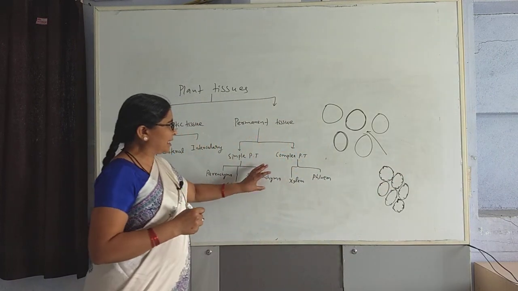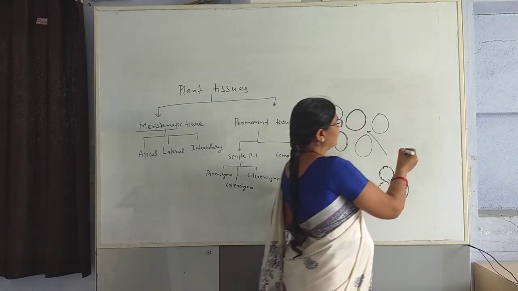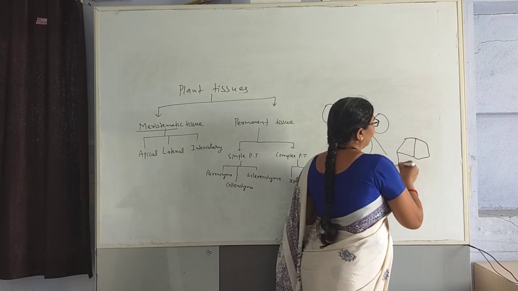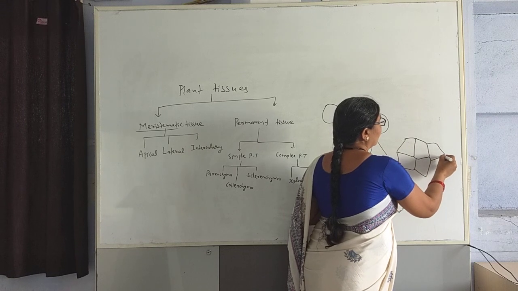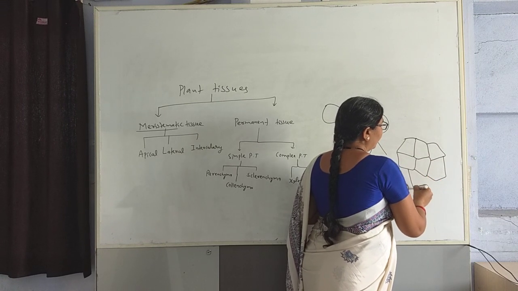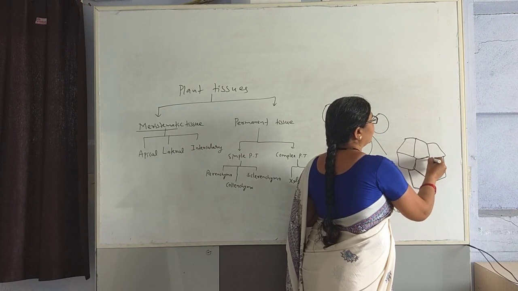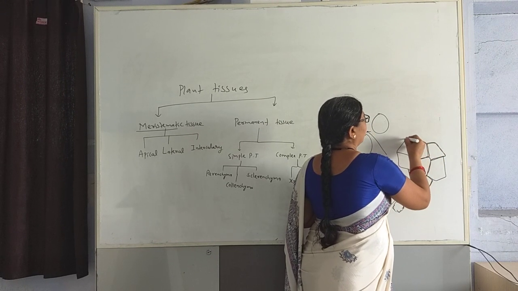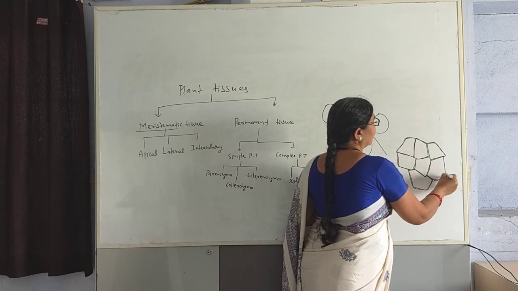Next comes the sclerenchyma tissue. Sclerenchyma cells are arranged very close to each other. There is no intercellular space between the cells. The cells are arranged too close to each other. There is no space between the cells.